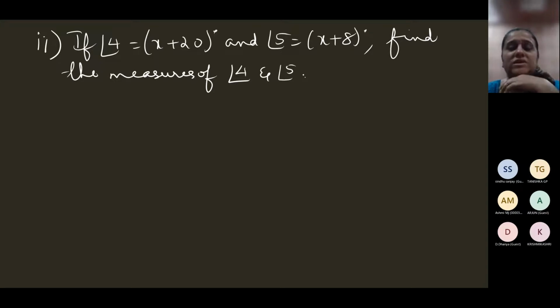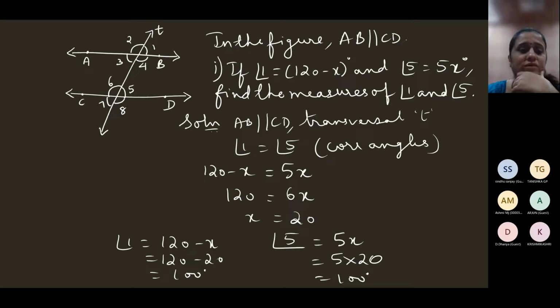So what is the relationship between angle 4 and angle 5? Co-interior angles. They are supplementary, ma'am. If we add them, they are 180 degrees, ma'am. They add up to 180. Correct. Because the lines are parallel, co-interior angles are supplementary.